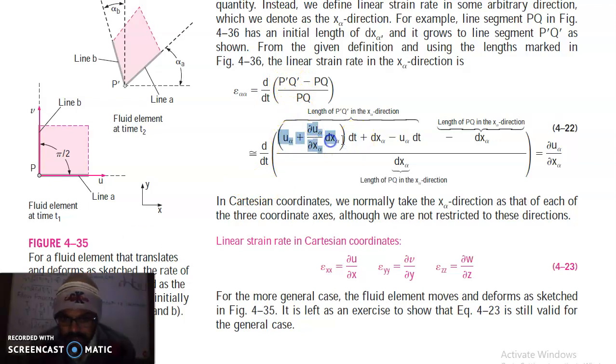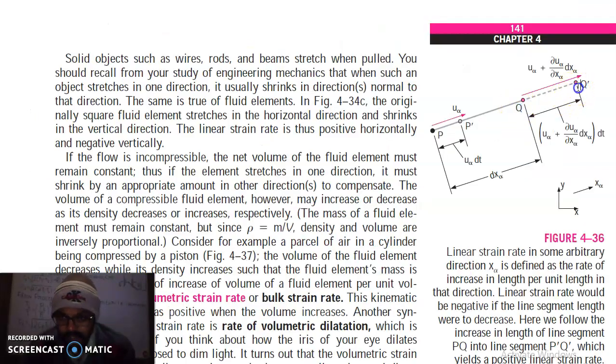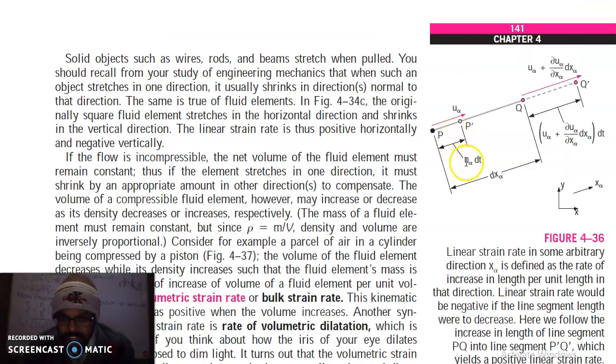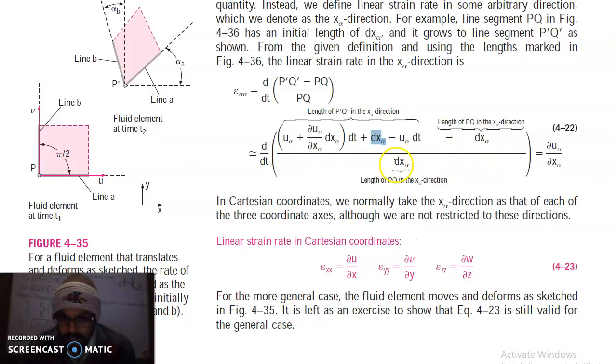So this is velocity here, this is time, which will give you the length of element QQ dash. So this element is the velocity multiplied by time in which this change has happened. So this will give you the length Q Q dash plus this length dx alpha, this element dx alpha minus PP dash, which is u alpha dt, divided by the original length, which is dx alpha, the length of PQ. After solving you will get del u alpha by del x alpha.